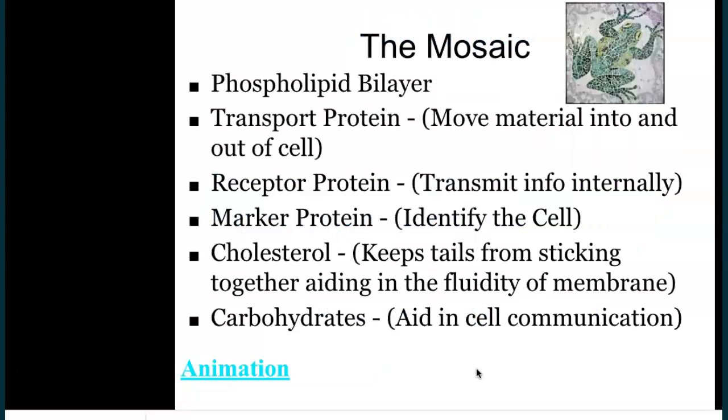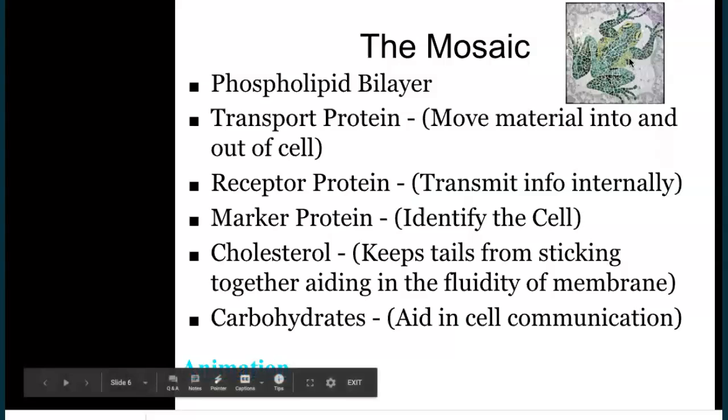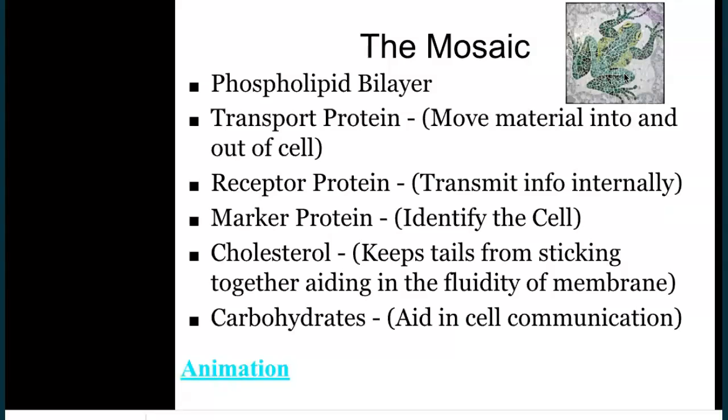So the fluid mosaic, fluid has to do with the motion. Mosaic has to do with the fact that when you look down on the membrane, it is a scattering of a number of different components. So if you've ever seen a mosaic piece of art, it's made of many different like ceramic pieces or porcelain pieces that go together to make art. Gaudi was big on that in Spain. So the mosaic is made of the phospholipid bilayer.